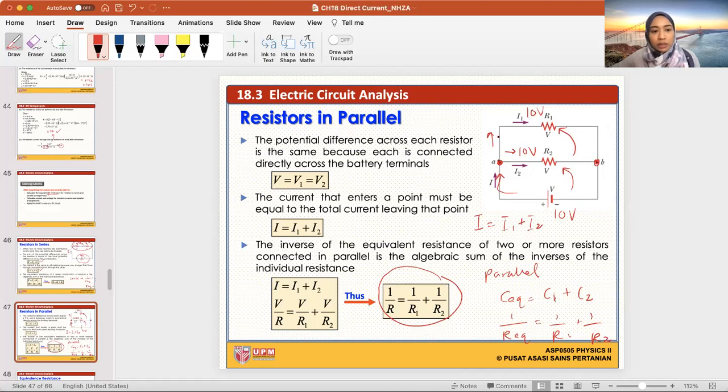Remember, we have water flowing. I see a junction, the water needs to split, so it splits into I1 and I2. However, I1 plus I2 should be equal to the total, which is I. You can't create or destroy current, the conservation of charge. You can't have extra charge, you can't have less. Whatever goes in must come out. Here, the one going in is I, the one going out is I1 plus I2, which is equal to I.